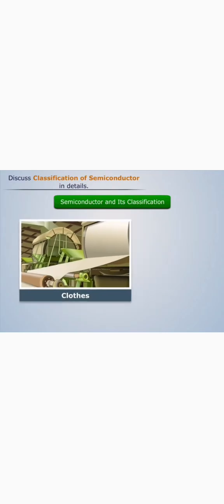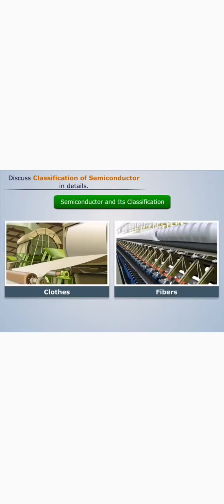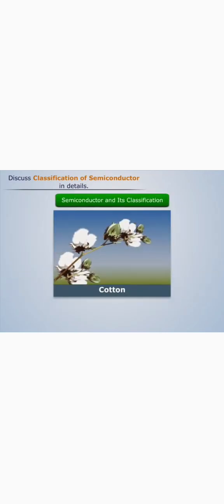We know that these clothes are made from fibers, which are obtained from cotton. So cotton is that fundamental unit which is required to make cloth. Same is the semiconductor.